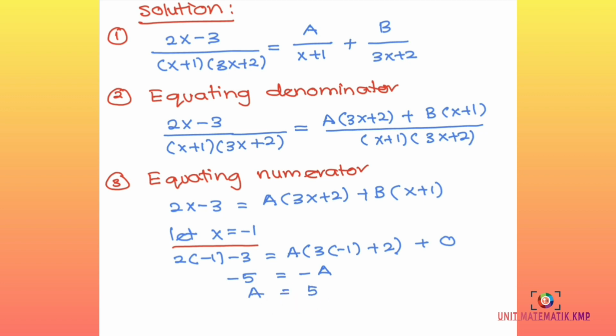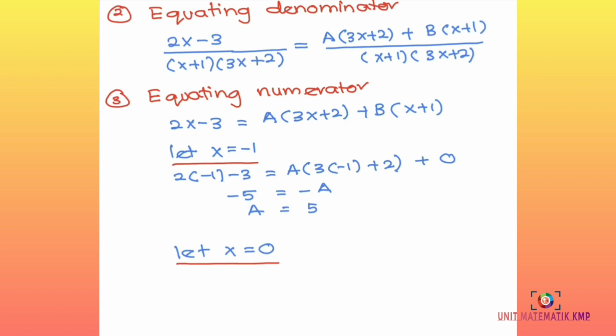Next, substitute another value so that we can find the value of B. For example, let's substitute x equal to 0 into this equation. We will have negative 3 is equal to A times 2 plus B times 1. We know A is 5, so 5 times 2 plus B. Can we find what B is? B is equal to negative 13.